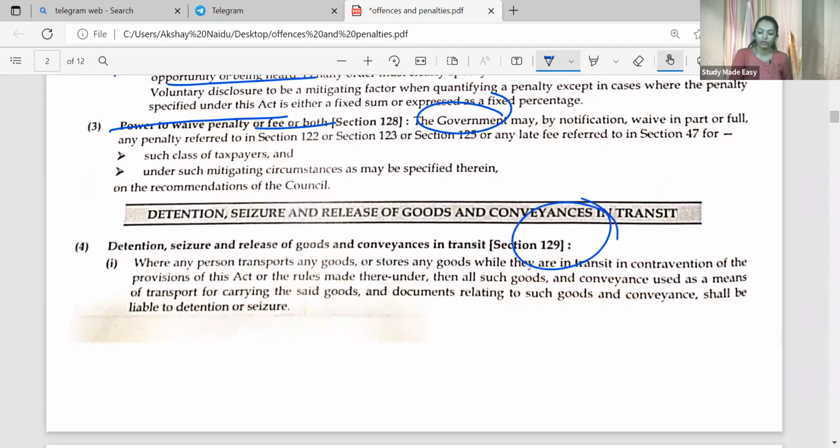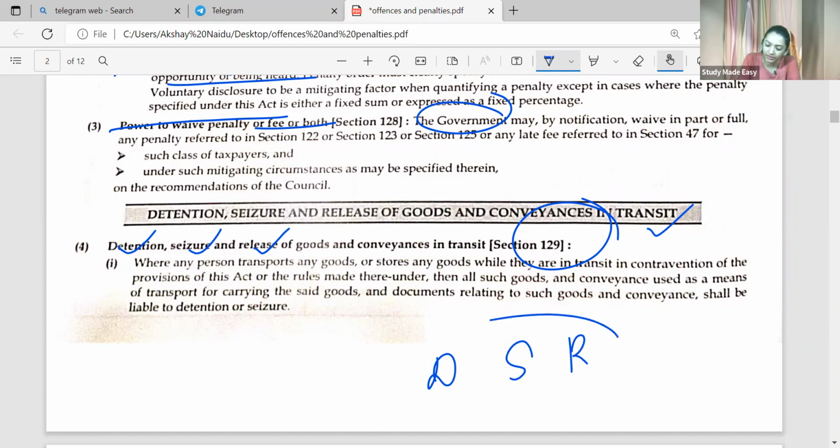Now coming to section number 129, detention, seizure and release of goods and conveyance in transit. Let's read again. Detain, seize, release. That means it is about detention also, it is about seizure also, and release. DSR. All these three things are covered in section 129. Ma'am, whose detention will be done, whose seizure will be done?